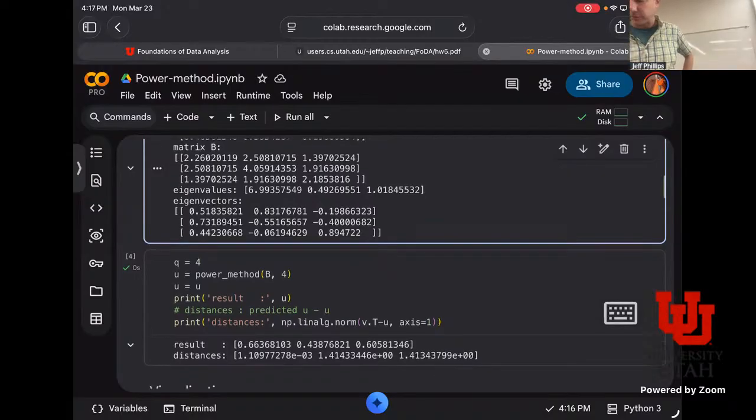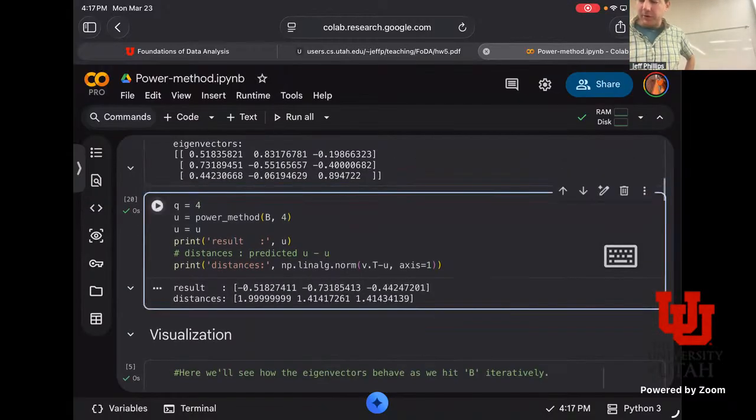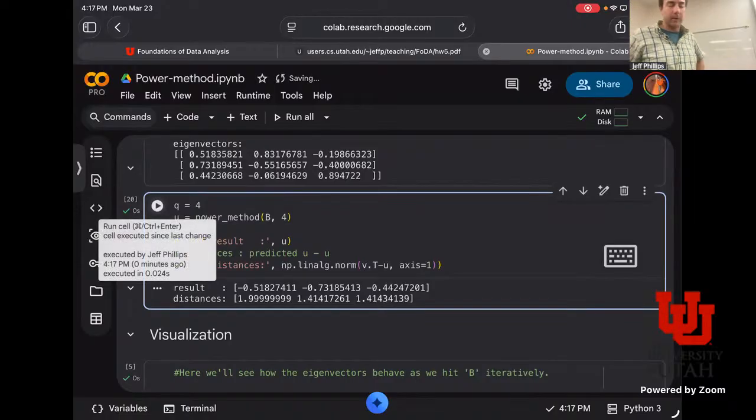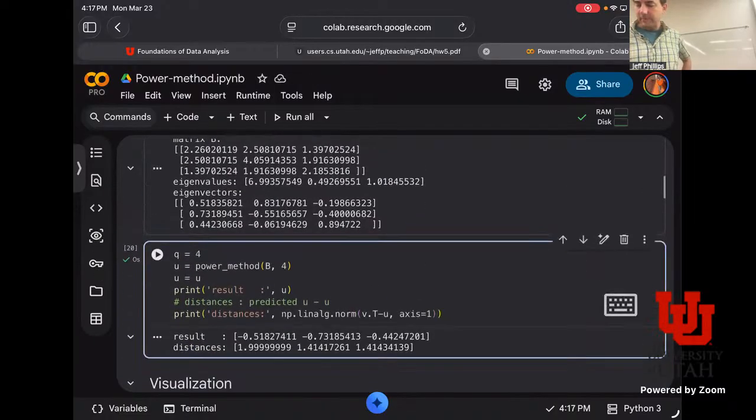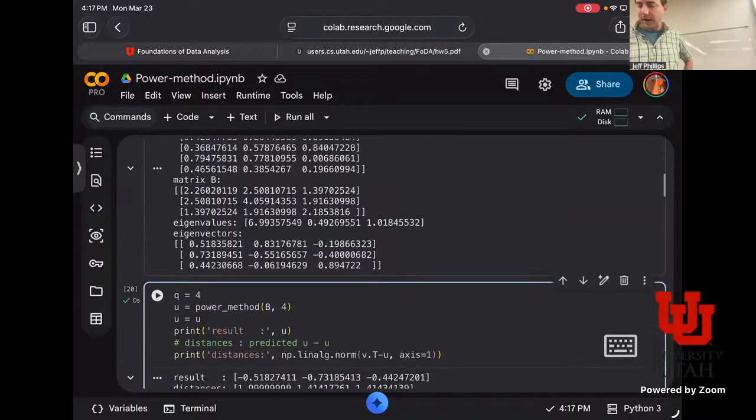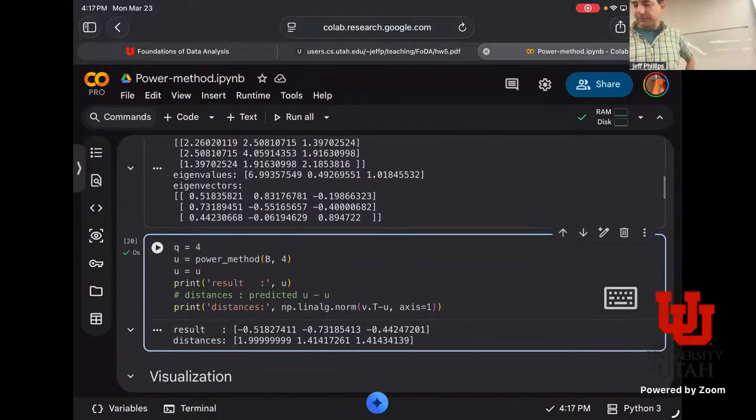Okay, not so important. Then I'm going to do 4 iterations of this power method. And so I just run it, and I'm going to print the result and how close this is. V transpose U.